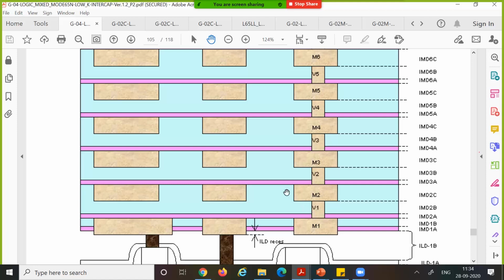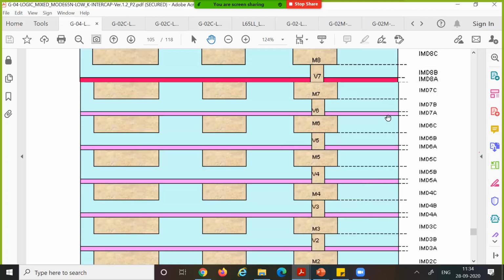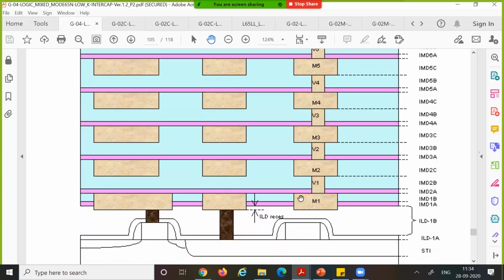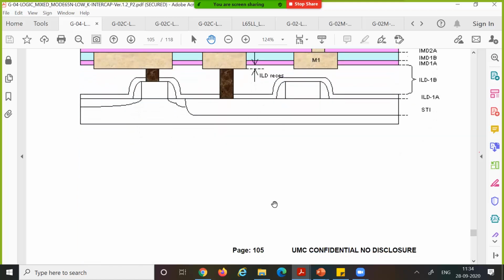Now, the metal layer exists only where you draw it. Where you have not drawn it, you will have these other bluish regions, which are basically a dielectric. This is a more comprehensive picture. You can see different layer names: IMD 1A, 1B, 2A, 2B, 2C, 3A, 3B, 3C, and so on. In the next page, the details of that are given.